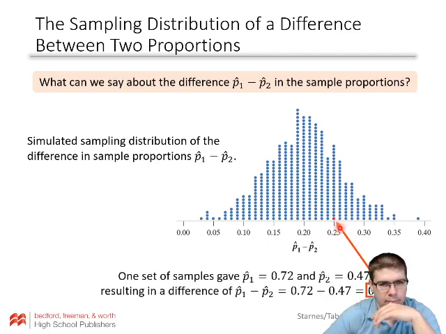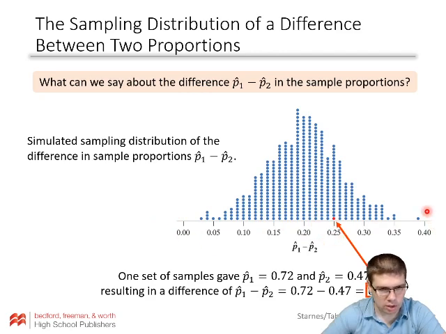That's an example of a 0.25, and that was the difference between a p hat 1 and a p hat 2. So one set of samples gave a p hat of 72% and 47%. If you subtract those, you get 0.25. And so that is a difference in proportions of 25. And so we see a whole range of values.